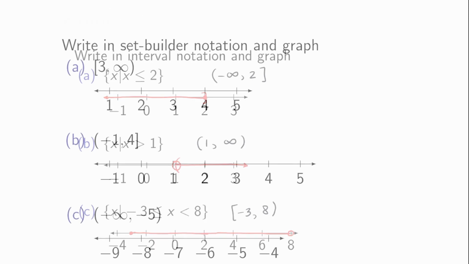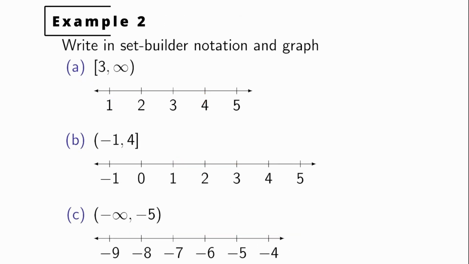Okay, in this example, we want to write each of these sets in set builder notation and graph. So first thing first, I want to graph just so we can see how we graph using interval notation. So our left endpoint is 3 and our right endpoint is infinity. So basically we start at 3 and we go all the way to the right to infinity. Since we're including the point 3, you can either put a closed circle here, or I'm going to draw a bracket like I said in the last example, and then you just graph off and to the right.